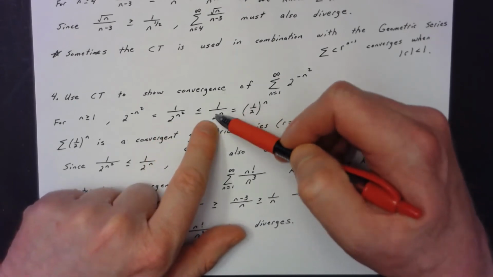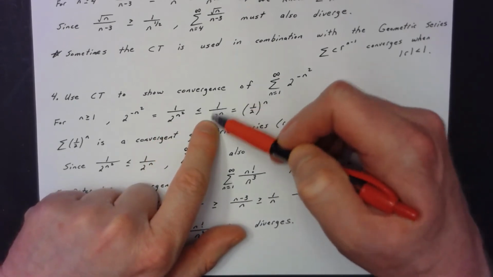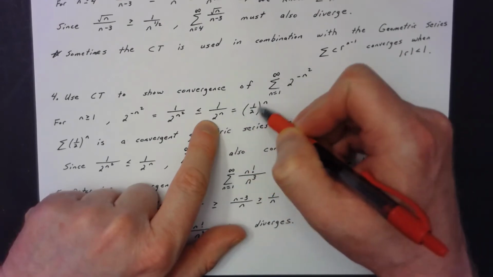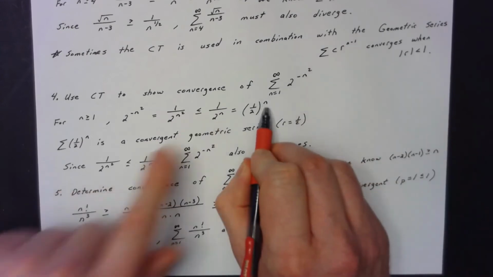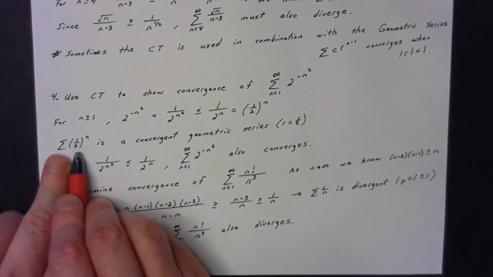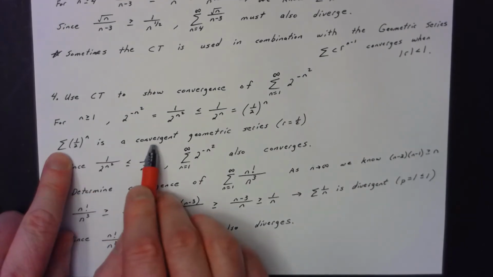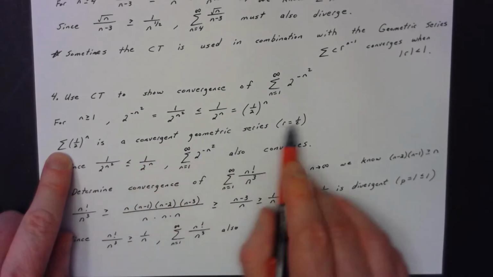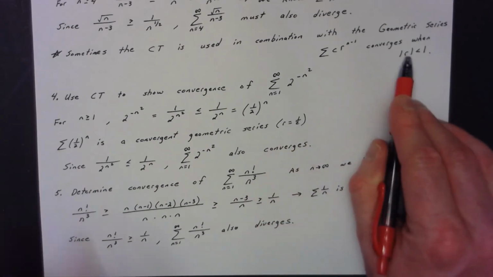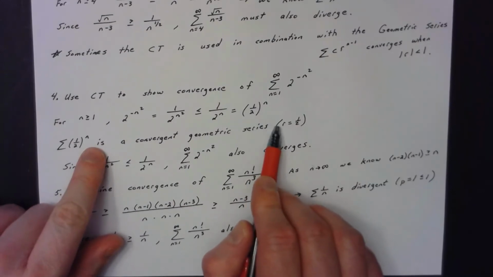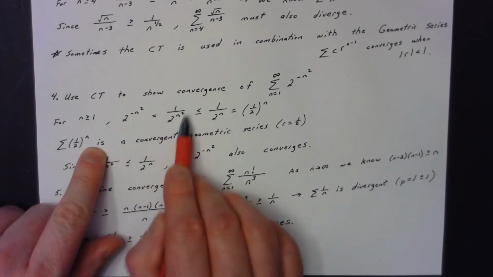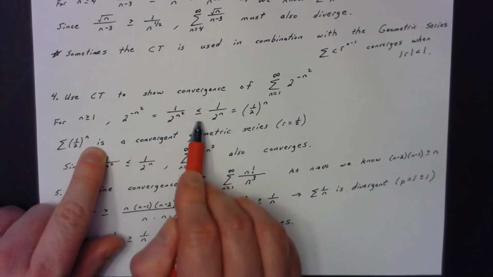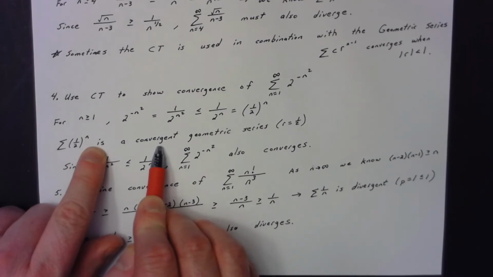Now, why would I want to get this looking like 1 over 2 to the n? Because I know 1 over 2 to the n I could rewrite as 1/2 to the n power. Why would I want to do that? Because if I have 1/2 to the n as a general term inside of a series, I know that that's a convergent geometric series with r equal to 1/2. Anytime the absolute value of r is less than 1, it converges. Now, does that give us enough evidence? Yes, because I've shown that the general term of the series that we're working with is less than the general term of a convergent geometric series.